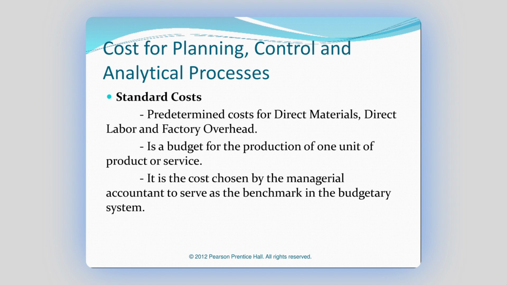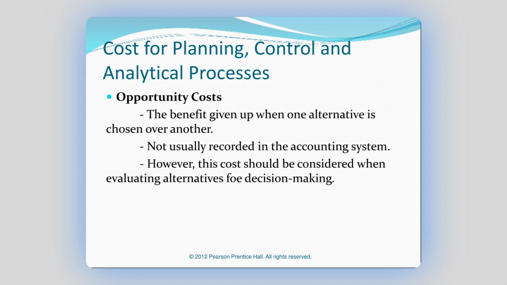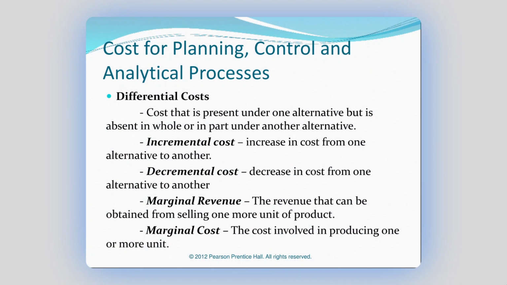Okay, and we have also here opportunity cost, benefits forgone, benefits given up when one alternative is chosen over another, and it is not usually recorded in the accounting system. Yan, hindi yan nire-record sa accounting system. However, this cost is to be considered in relevant costing. We have also here differential cost, cost that is present under one alternative but is absent in or in part of another alternative. You have incremental cost, decremental cost, marginal revenue, and marginal cost.